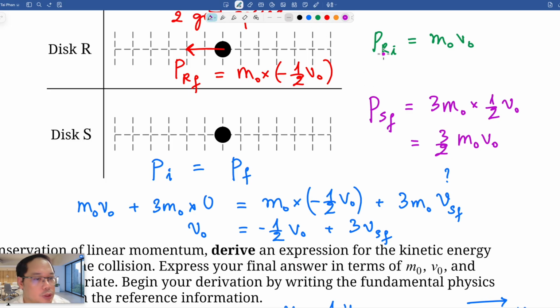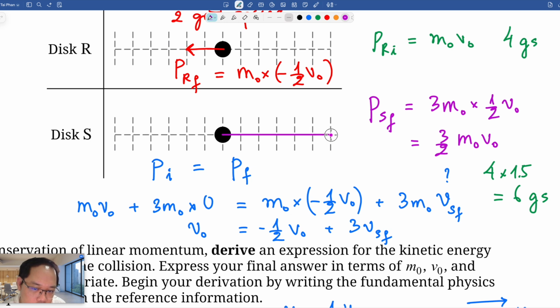Okay, so the initial momentum of this disk R is 4 grid spaces. This one is 1.5 times, so 4 times 1.5, we get 6 grid spaces as our answer. So this vector, we need to draw it with 1, 2, 3, 4, 5, 6. Okay, 6 grid spaces like this. This is the P final of the disk S.